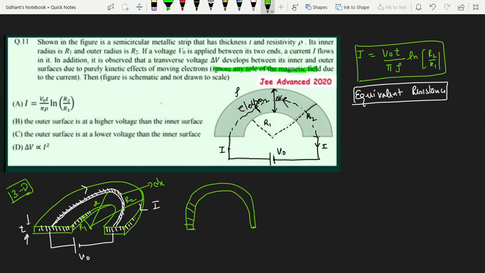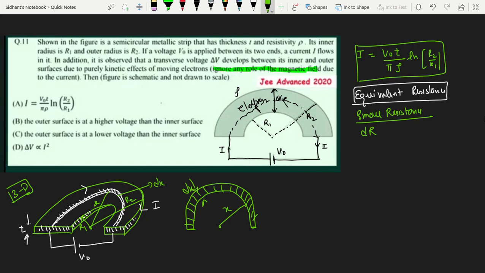The thickness of this strip, this thickness is given out to be how much? That is your dx, and this is the center, and this is the distance from the center, x, right? So let's calculate the small resistance of the strip. Small resistance will be dr, okay?